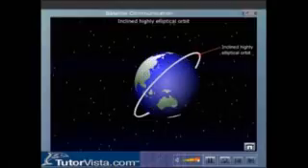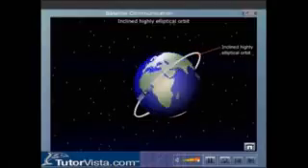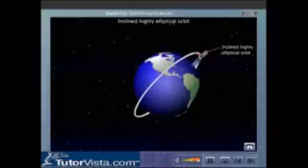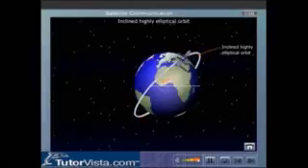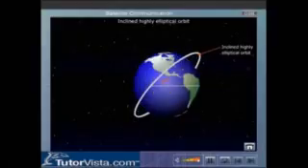Inclined highly elliptical orbit. It is used for establishing communication with regions at high latitudes. The angle of inclination is equal to 63 degrees.